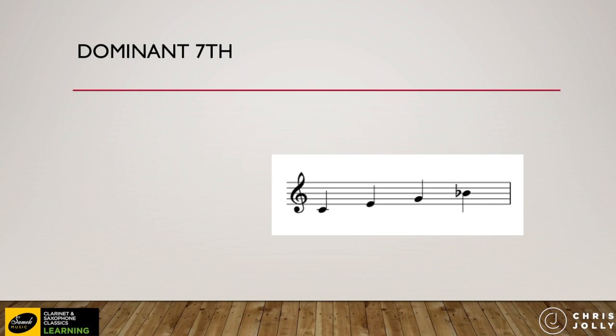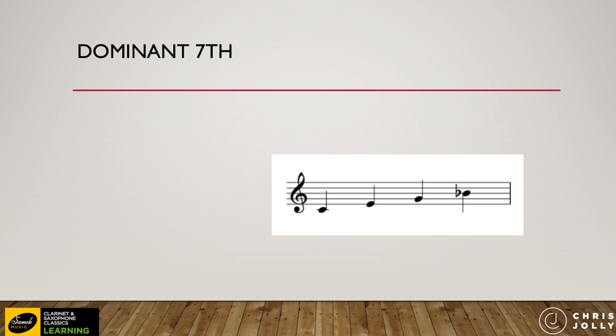The next thing to mention here is the dominant seventh. Now, if you look at this here, the word dominant is very closely linked to the fifth. So we talk in music about the dominant, a tonic-dominant relationship, and that's the first to the fifth relationship. Dominant being the fifth, tonic being the first.